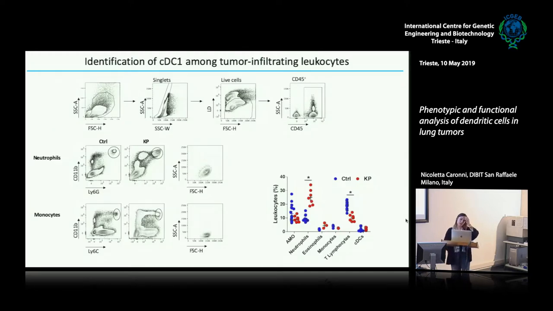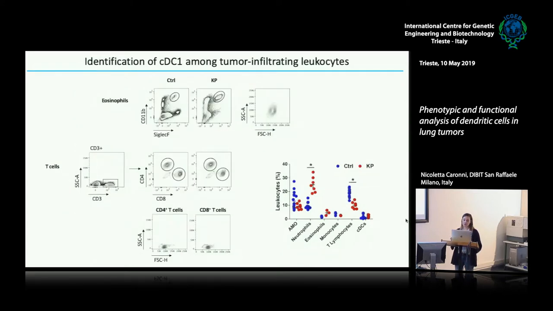So first of all, we wanted to identify dendritic cells. So we gate, of course, based on the parameters: singlets, live cells, and CD45 cells, that is a pan-leukocyte marker. And then we started to exclude other myeloid subsets. We excluded neutrophils, that in the KP lungs increase really a lot. And we excluded inflammatory monocytes that express CD11B and LY6C with high levels. Then we excluded eosinophils that are really present in the lung, based on the expression of CD11B and SIGLEC-F. And we also excluded T cells due to the expression of CD3 positive cells. And in CD3 positive cells, we distinguished CD4 and CD8.